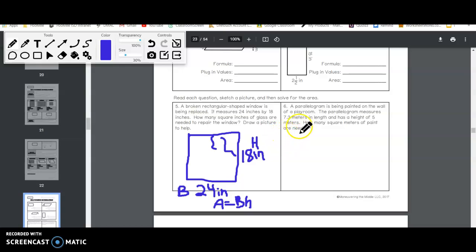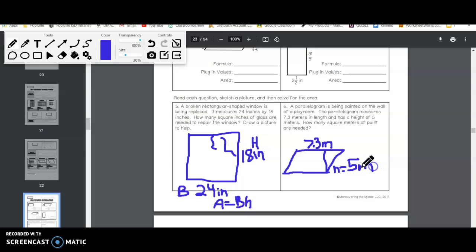Okay, on the next one, a parallelogram is being painted on a wall for a playroom. The parallelogram measures 3.7 meters in length and has the height of 5 meters. How many square meters of paint are needed? So a parallelogram looks like this, over, back down, over like this. Parallelogram, and it says it measures, so the base is 7.3 meters, and the height, which would go from here to here, the height equals 5 meters.